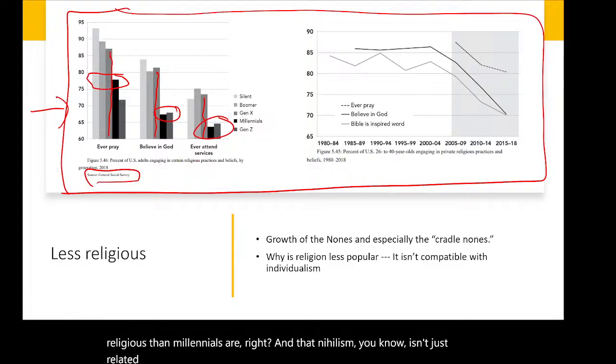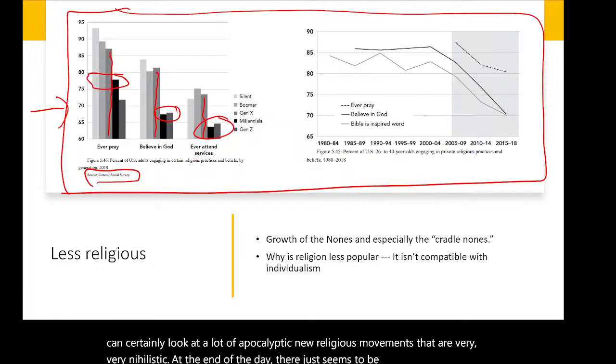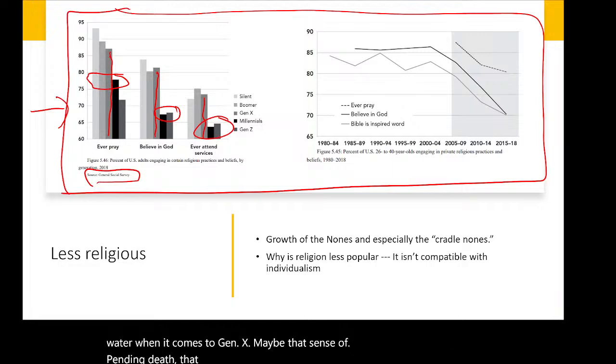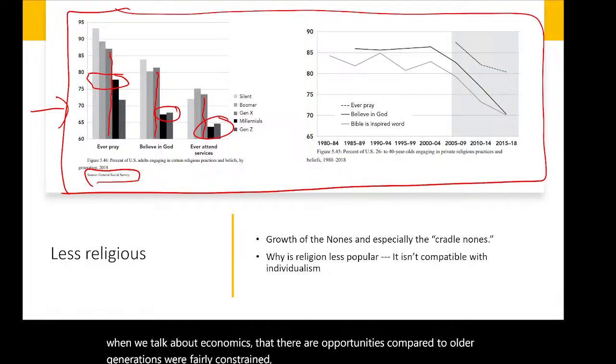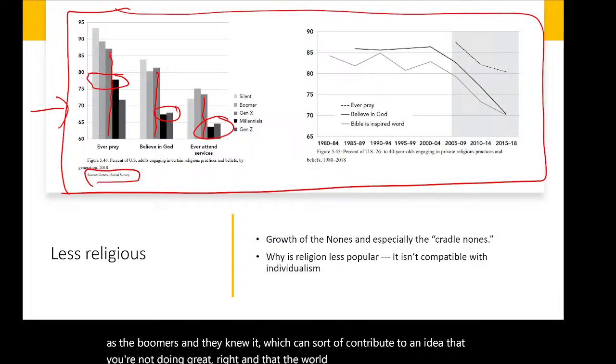You can still be kind of religious and fairly nihilistic. You can certainly look at a lot of apocalyptic new religious movements that are very, very nihilistic at the end of the day. There just seems to be something else in the water when it comes to Gen X. Maybe that sense of impending death that the Cold War brought, or the fact, and we'll talk about this when we talk about economics, that their opportunities compared to older generations were fairly constrained, right? Economically, they didn't do as well as the boomers, and they knew it, which can sort of contribute to an idea that you're not doing great, right? And that the world is kind of set up against you.